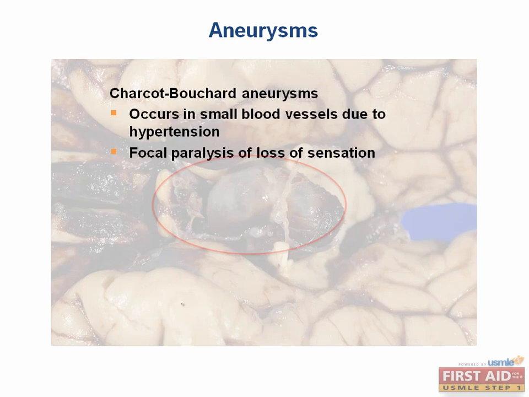Charcot-Bouchard microaneurysms are another type of aneurysm occurring in the lenticulostriate arteries to the basal ganglia and thalamus. When these aneurysms rupture due to chronic hypertension, a hemorrhagic stroke ensues.